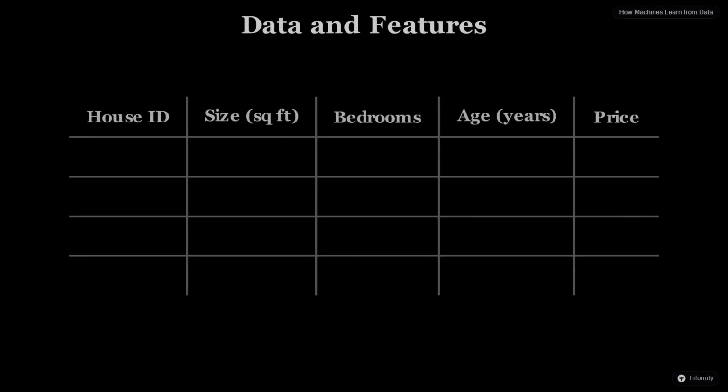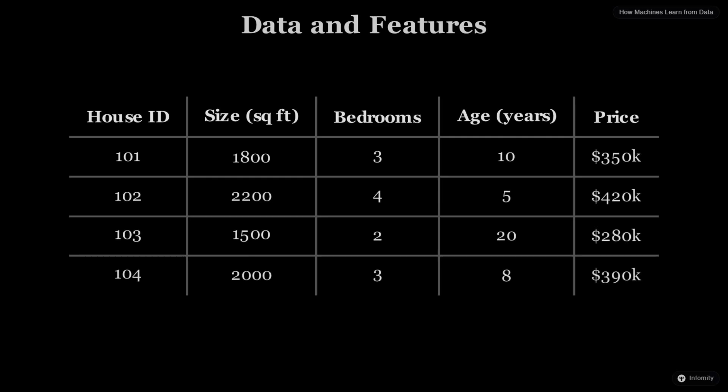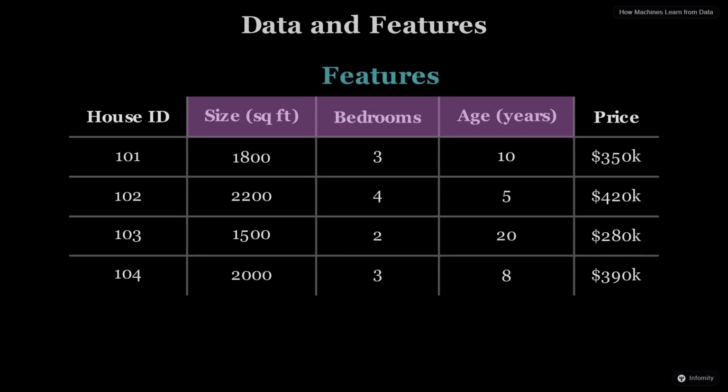To learn, machines need data. Data is simply a collection of information, often structured like a spreadsheet. For our house example, each row represents a house. Columns like size or bedrooms are features. Features are the specific, measurable properties a model uses. The more relevant and well-structured our features, the better our model can learn and predict for new houses.